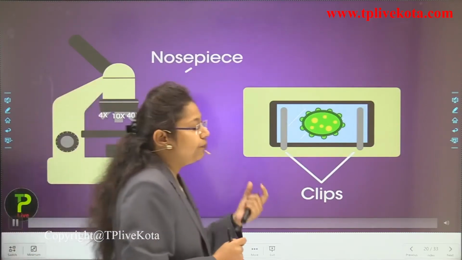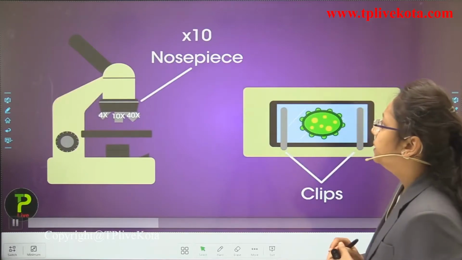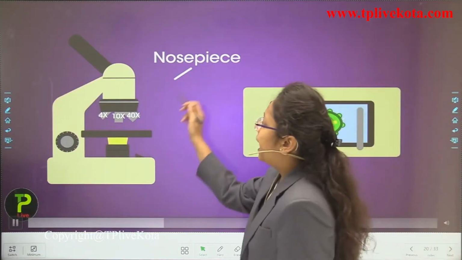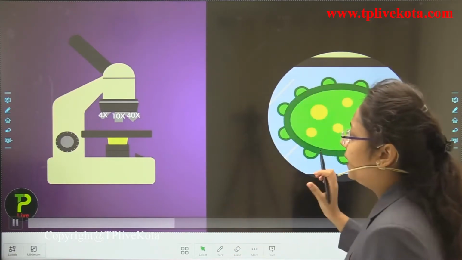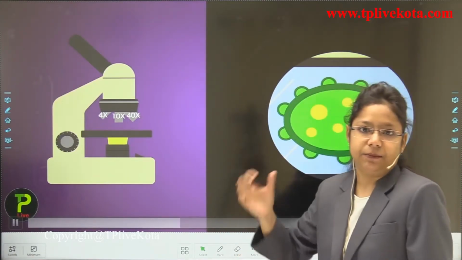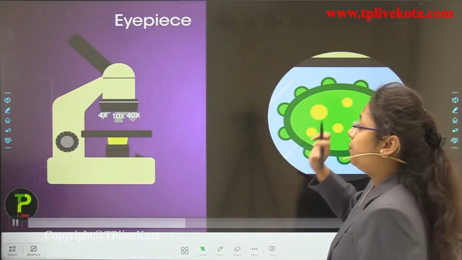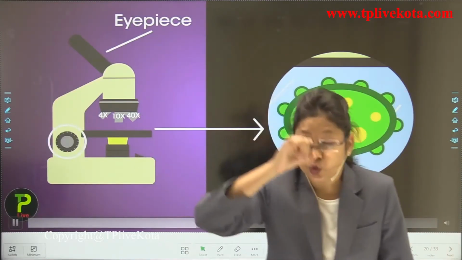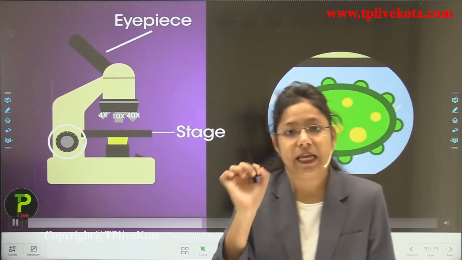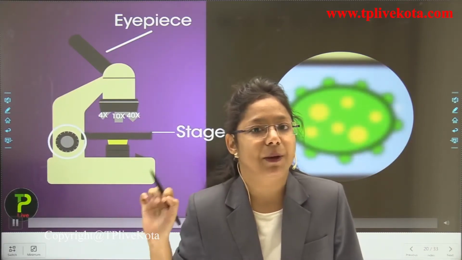Okay, in which we put the specimen over there. Now there is a nose piece and it contains the different kinds of lenses. As I told you, they can be in the power of 4x, they can be in the power of 10x, and even in the power of 40x as well. Now this is the eyepiece through which you watch the cell part, each and every part clearly.